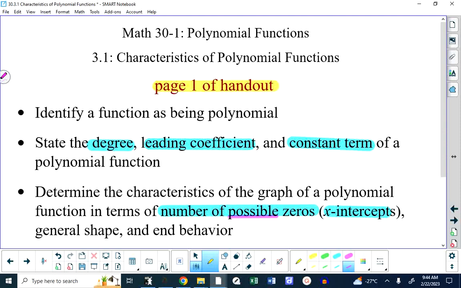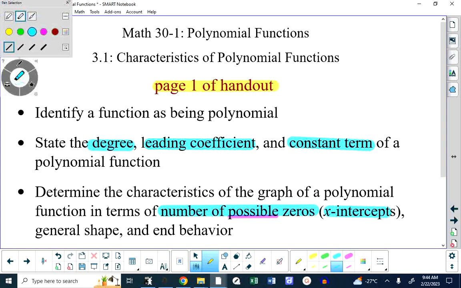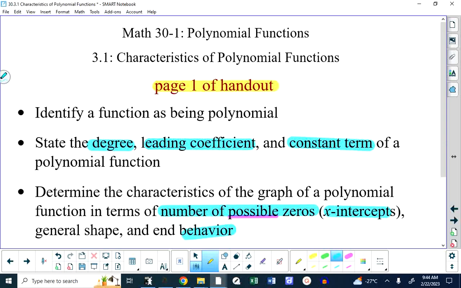We're also going to be talking about general shape and something which is called end behavior. I can tell you right now what end behavior is. When you look on the left-hand side of a graph and on the right-hand side of the graph, and you look at where the ends, the left and the right ends, point, that's end behavior. End behavior will either look like this: both arms, left and right, will go up, or both arms will go down, or the left will go up and the right will go down, or the left will go down and the right will go up from your perspective. That's what end behavior is.